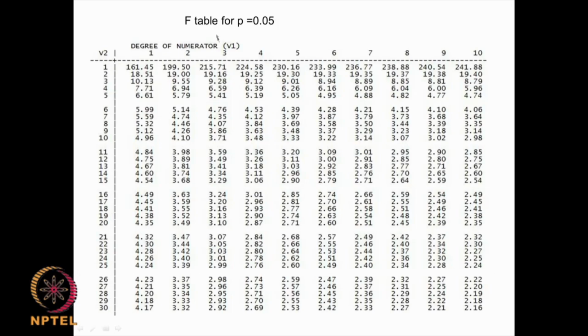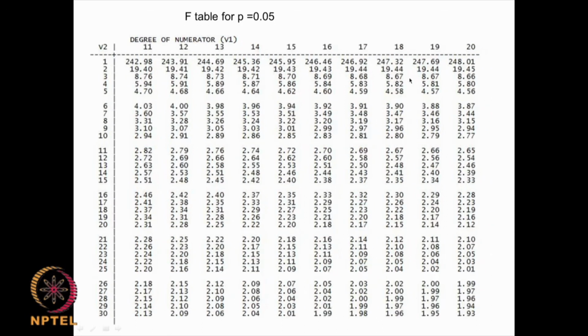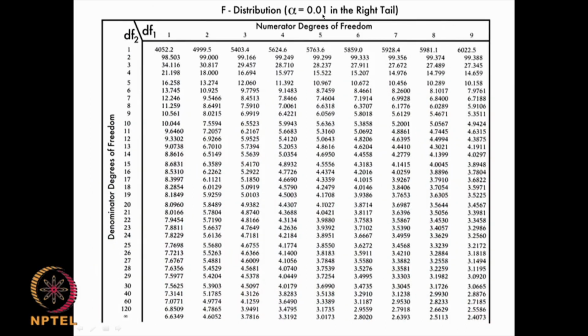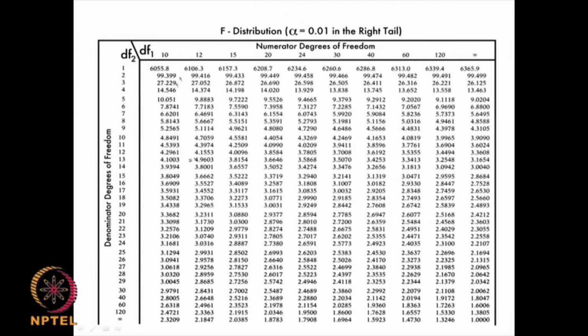So, you have the F table for P equal to 0.05, that means 95% confidence interval. Degrees of freedom for the numerator, degrees of freedom for the denominator. If you want numerator more than 10, you go to the next page. Here I am showing this, so it goes up to 20. Degrees of freedom for the denominator goes up to 30. So, this is for P equal to 0.05. Similarly, we can have for 0.01 also, with the degrees of freedom for the numerator and the denominator, going like this.